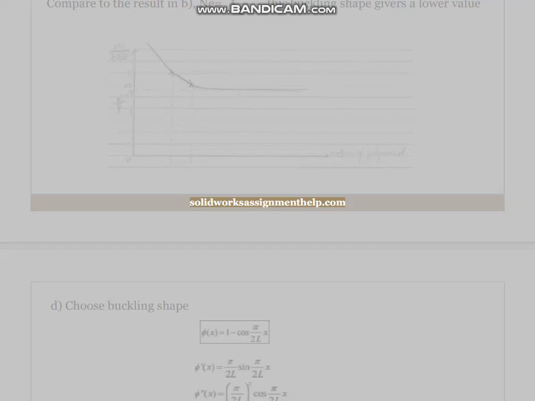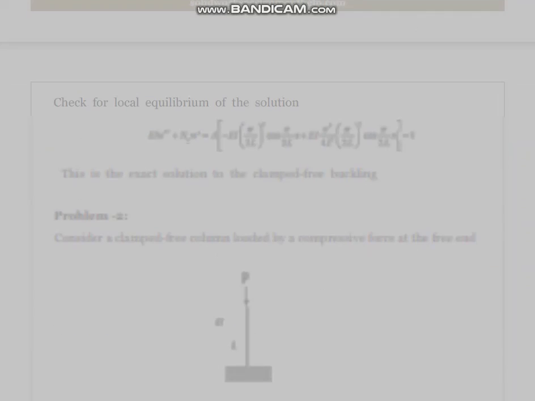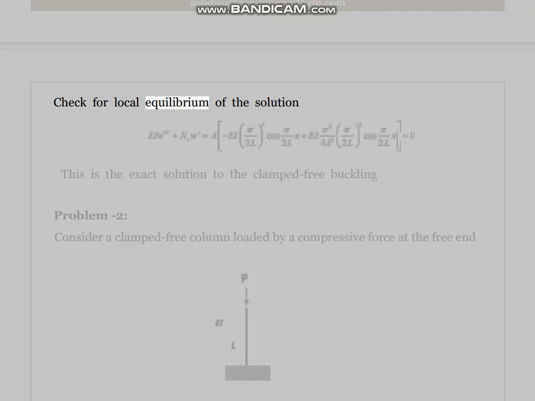D. Choose the buckling shape. Check for local equilibrium of the solution. This is the exact solution to the clamped-free buckling.